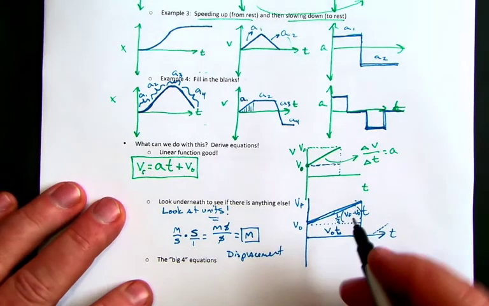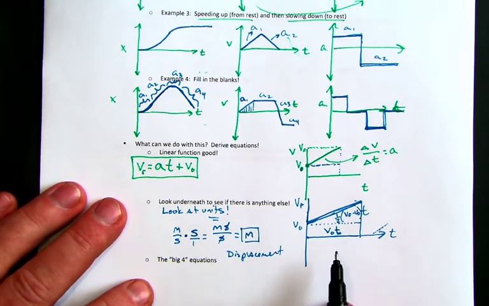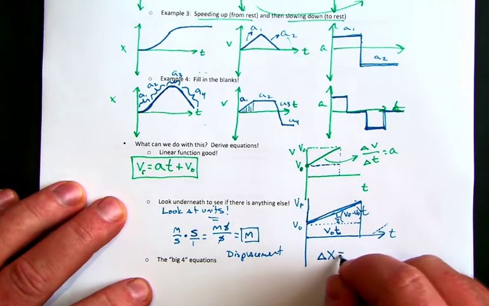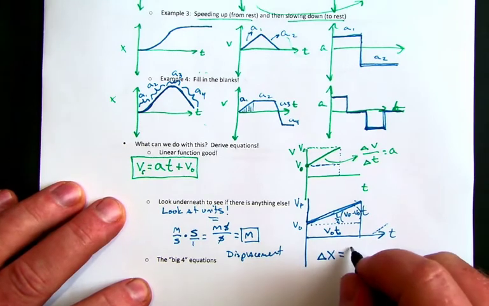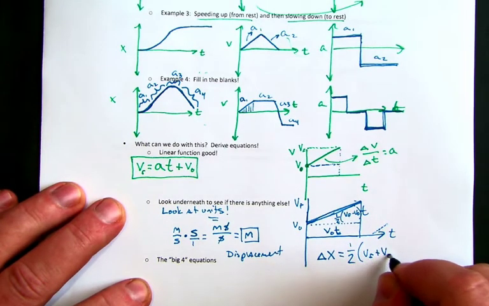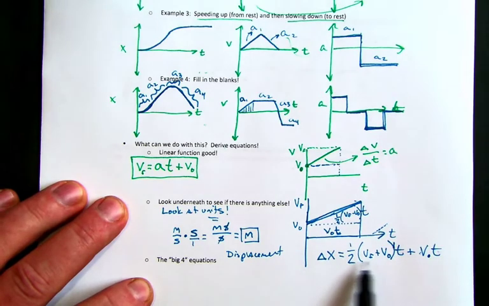So the area underneath this curve is your displacement. Now, what is that equal to? Well, I can write an equation. Delta x, or displacement, is going to be equal to the area of the triangle, 1/2 (VF plus V naught) times t, plus V naught t. This is the area of the triangle and the area of the rectangle.